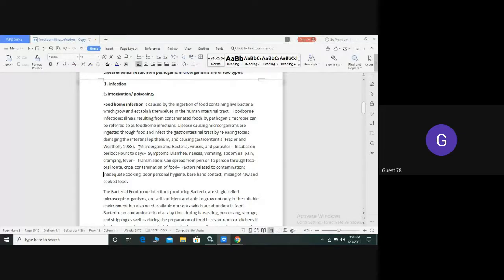So microorganisms: bacteria, virus, and parasite. Their incubation period is hours to days. After ingestion of food, it is 4 to 6 hours, sometimes 12 hours. They rapidly reach their strength to produce intoxication and infection.